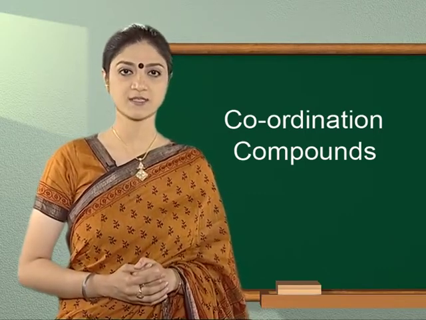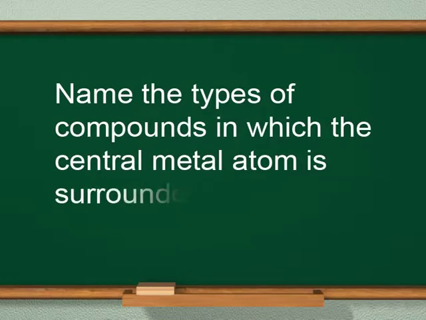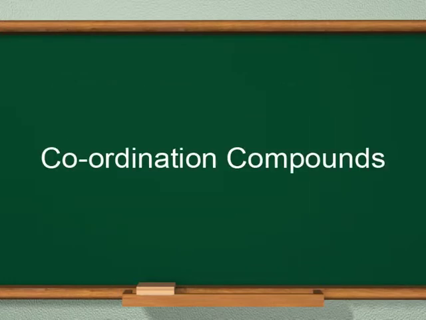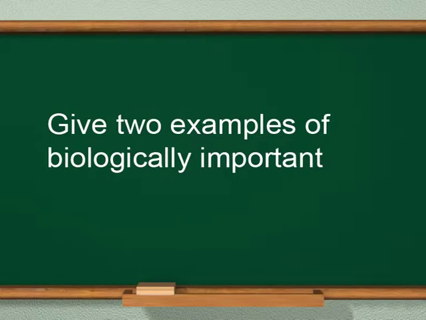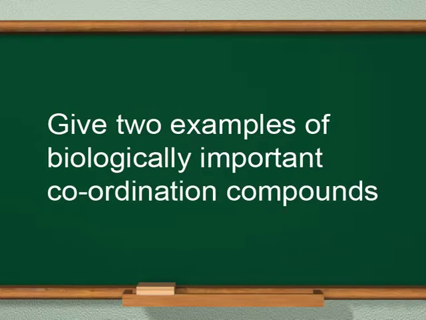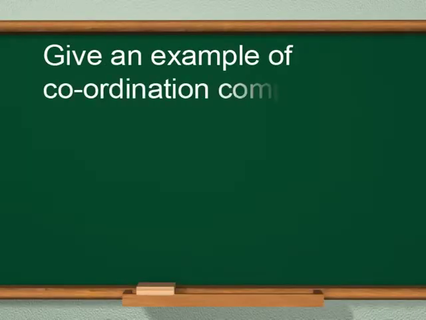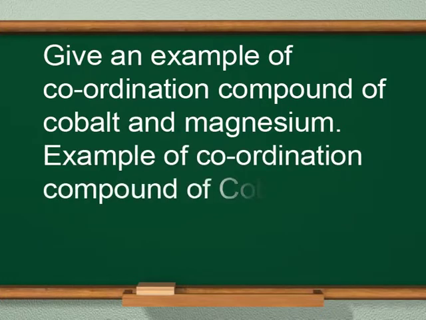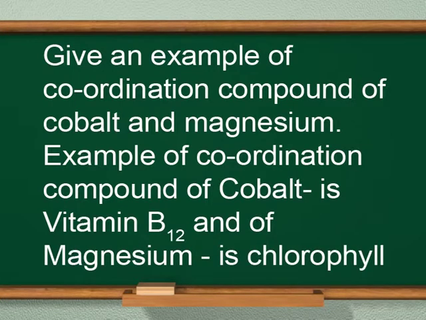My first question is, name the types of compounds in which the central metal atom is surrounded by ions or molecules. And the answer is coordination compounds. My next question is, give 2 examples of biologically important coordination compounds. And the answer is hemoglobin and chlorophyll. Another question is, give an example of coordination compound of cobalt and magnesium. Example of coordination compound of cobalt is vitamin B12 and of magnesium is chlorophyll.